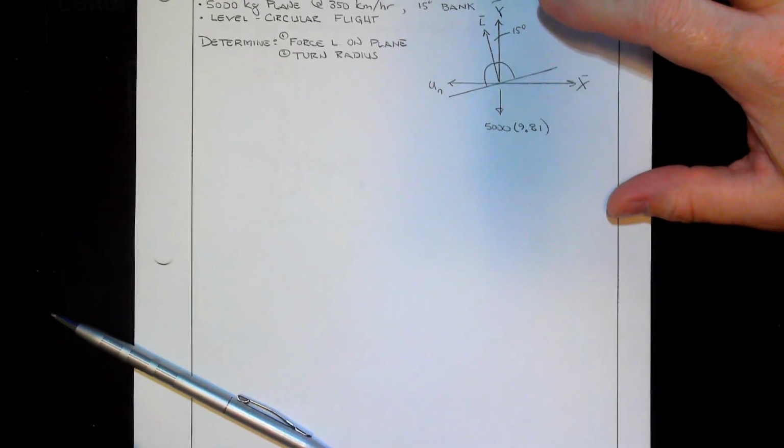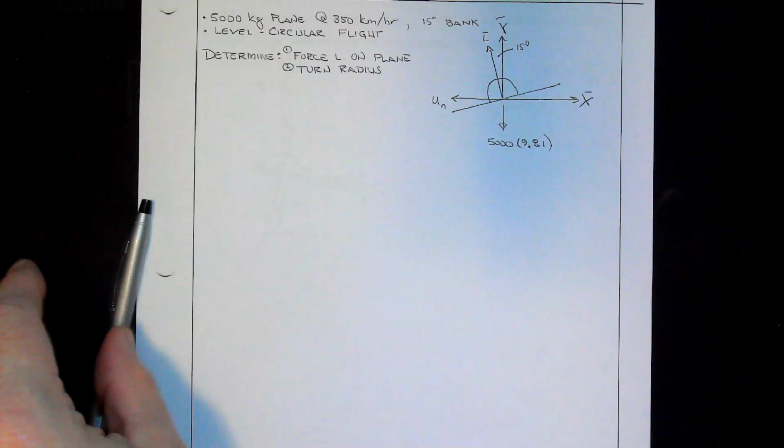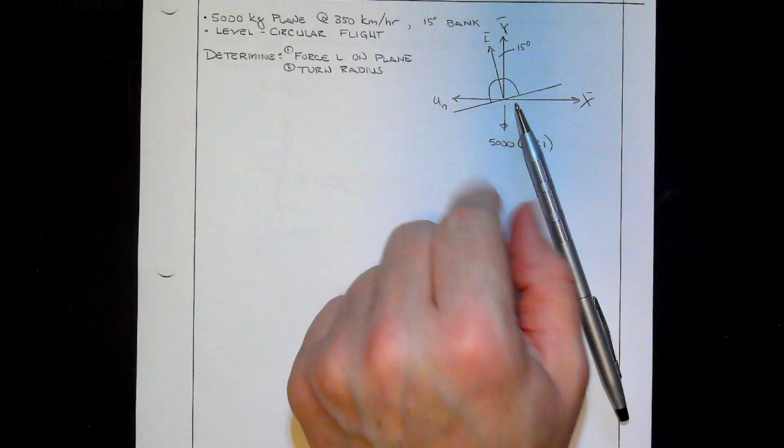All right, for this problem, we're going to take a little look at how airplanes work in terms of the forces and what makes them move. So I have an airplane, 5,000 kilograms, so here's the weight. This is also my free body diagram. All right, and it's in level flight.